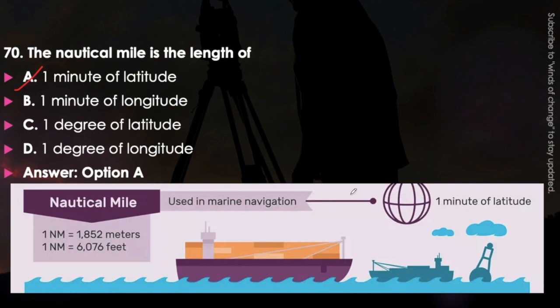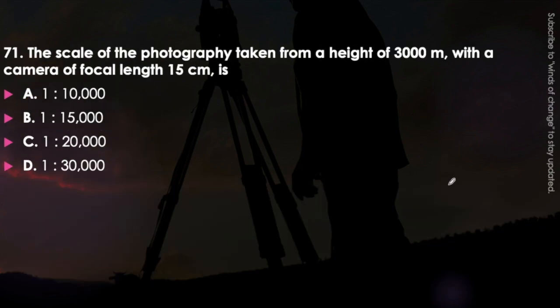Okay, and it will be the distance that will be used in marine navigation, it is 1 minute of the latitude. So memorize it, it is very important. Next question, the scale of the photography taken from a height of 3000 meter with a camera of focal length 15 centimeter is 1:10,000, 1:15,000, 1:20,000 or 1:30,000. Just think about it. If you know the formula of scale, then you can easily answer it.